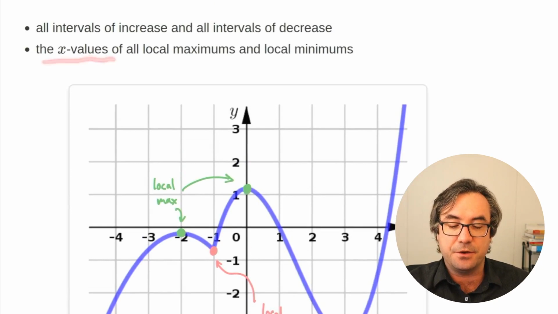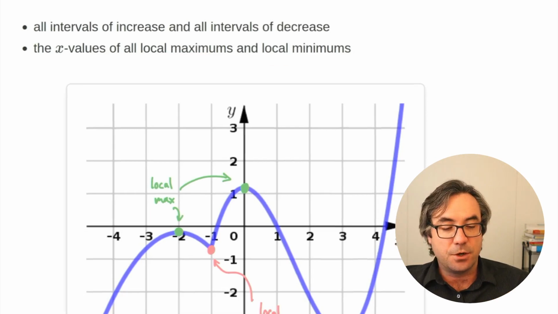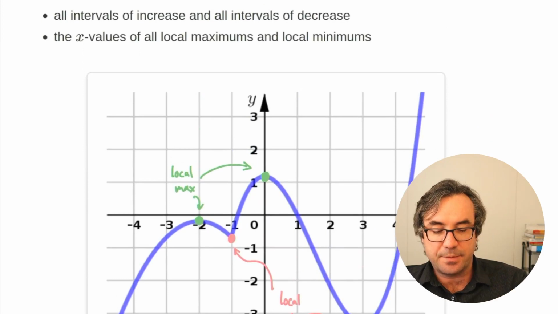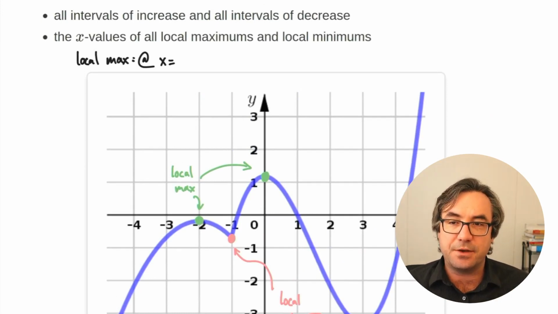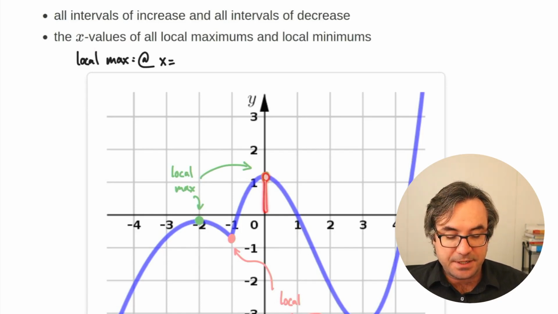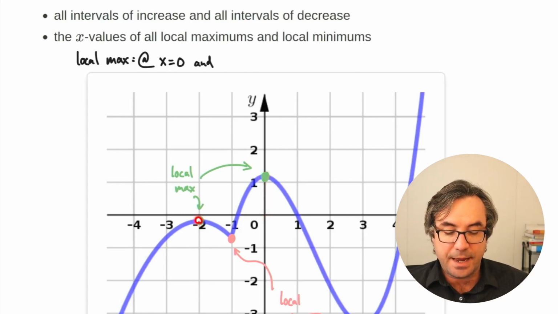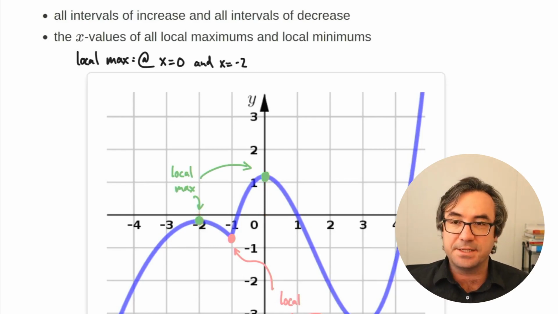We want to find the x values where we have a local max and the x values where we have a local min. So we have a local max, or you could use relative max, same thing. We have a local max at x equals, and now we just want to figure out the x value here. That's all it's asking for, the x values. So this point happens at x equals 0, and the other point happens at x equals -2. So those are our 2 maxes.